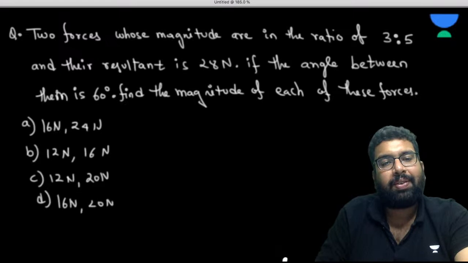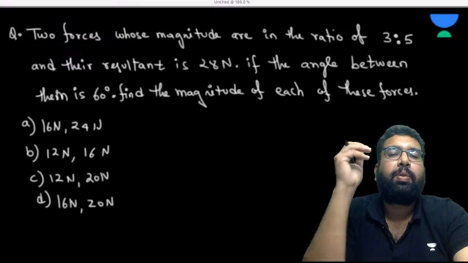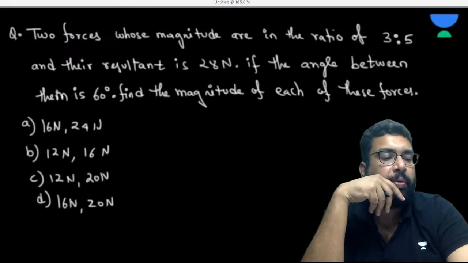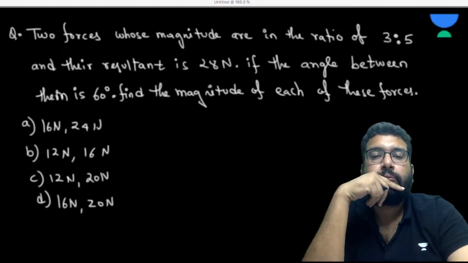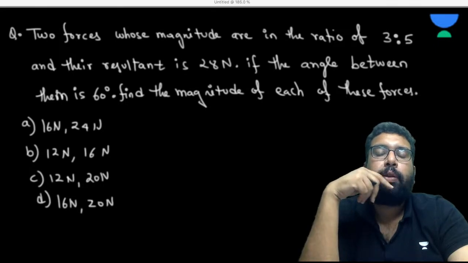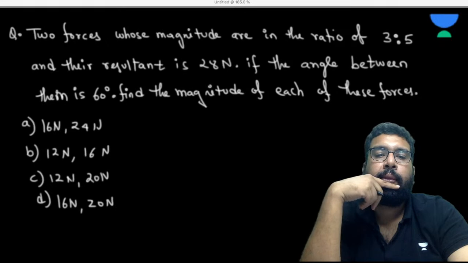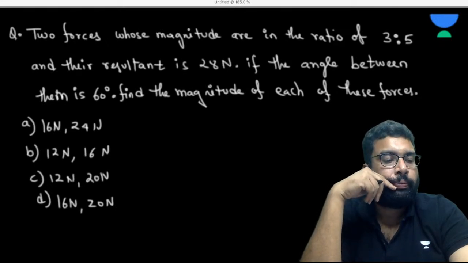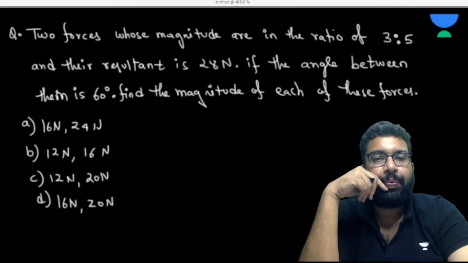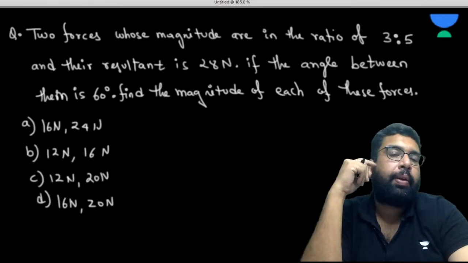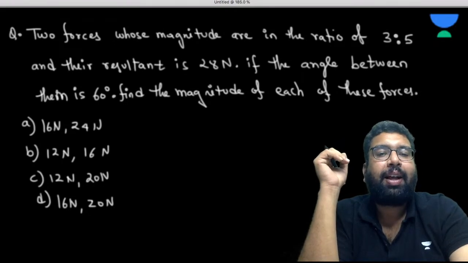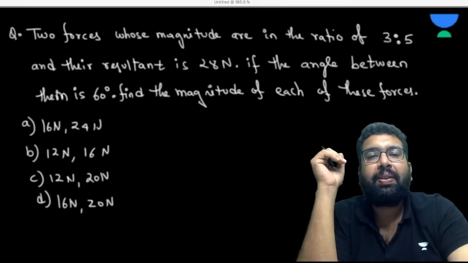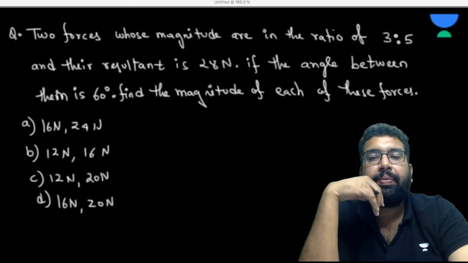Can you please try this question? I'm very sure we can do it. Please go for it. So here two forces whose magnitude is given are in the ratio of this and this. So you can go for it.